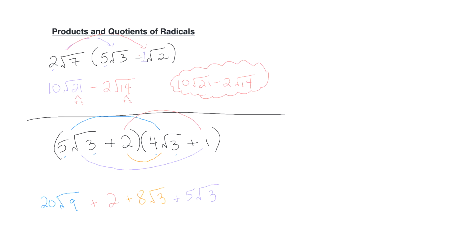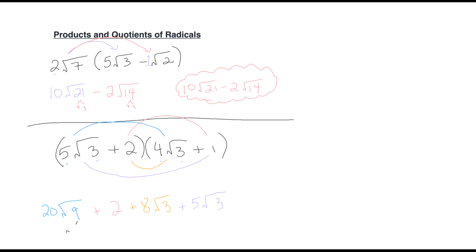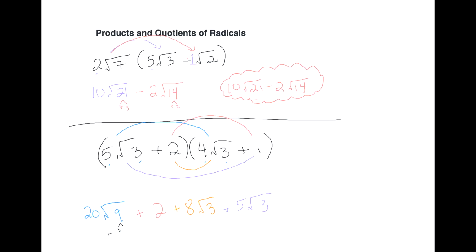And then we see what we can combine. Okay, the square root of 9 is really 3 times 3. So the 3 will come out and multiply with the 20, and there'll be nothing in the square root side. Plus 2 plus 8 square root of 3 plus 5 square root of 3. Since these both have square roots of 3, I'm going to add the number in front of them. So 8 plus 5.